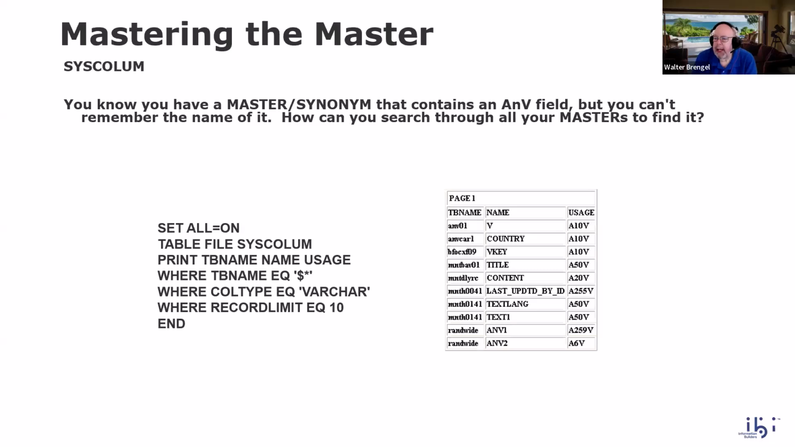So here I get in my synonym ANV01, the field name is V, and it's an A10V. In ANV car1, the field name is country, and it's an A10V, and so on.